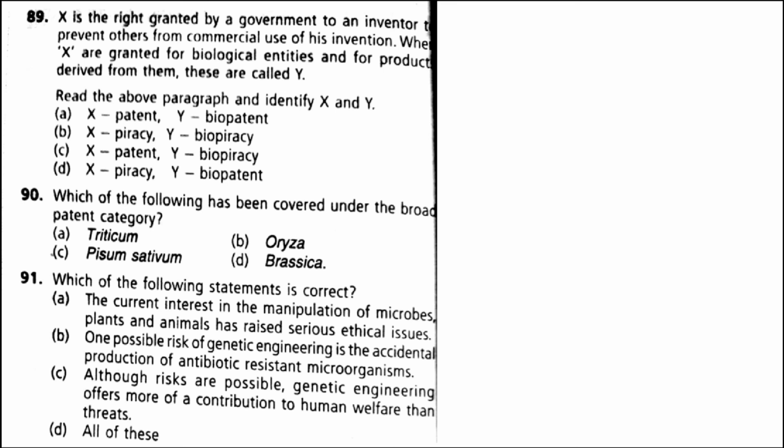Which of the following statements is correct? A. The current interest in manipulation of microbes, plants and animals has raised serious ethical issues. B. One possible risk of genetic engineering is the accidental production of antibiotic-resistant microorganisms. C. Although risks are possible, genetic engineering offers more contribution to human welfare than threats. D. All of these. And the answer is option D, all of these.